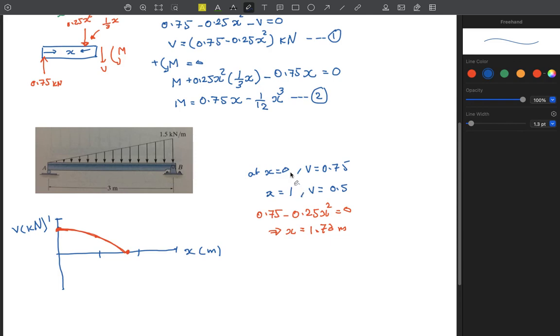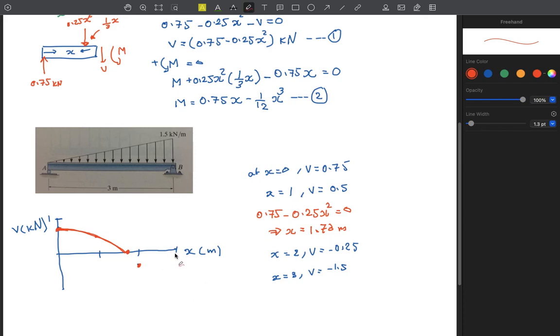For example, we said 0, 1, take it at x equals 2. So v in this situation is minus 0.25. It should be minus because now it's going in the minus direction. So this point is minus, so probably here. Okay, so now at x equals 3, the last point, you'll get a value of v of minus 1.5. Definitely all of these values are in kilonewtons, be careful guys.